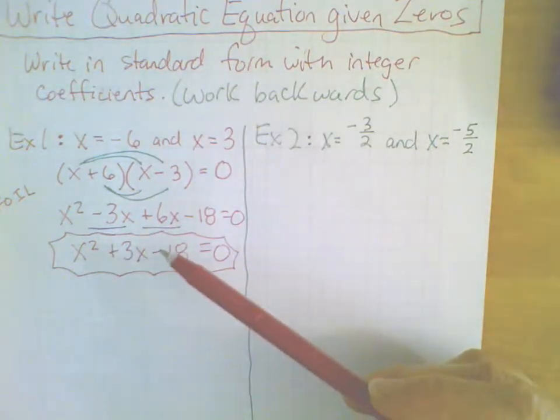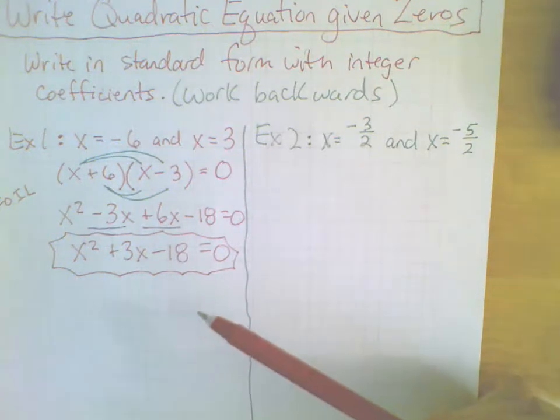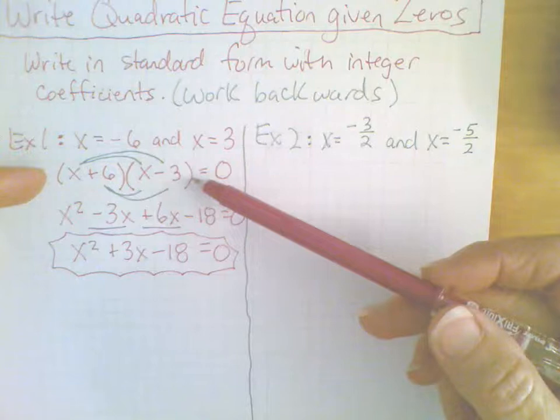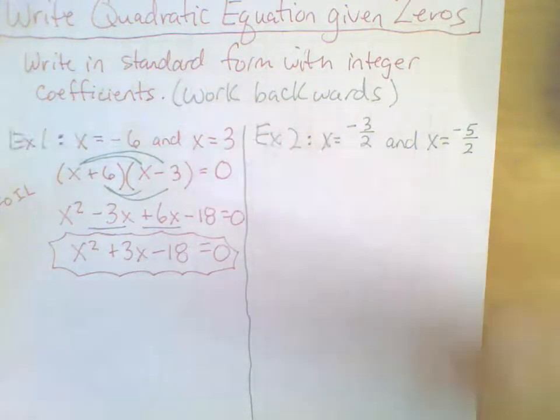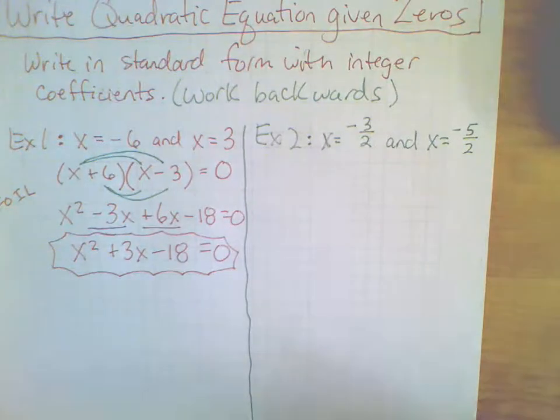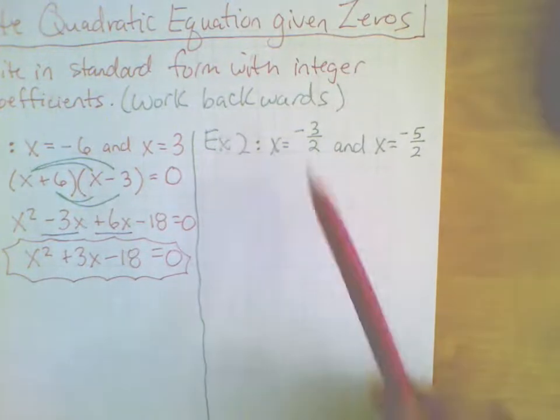So if I were to solve this by factoring, I would factor, guess and check, get back to this, then I would set each of these equal to 0, and I'd be back at my answer. Okay, we're just going the opposite way. Okay, now we've got the second one here. It's got a couple fractions.